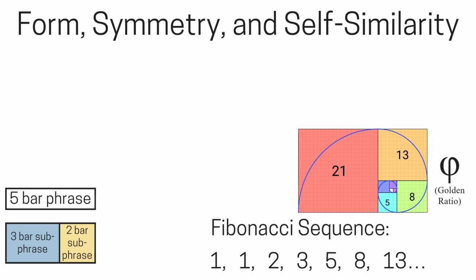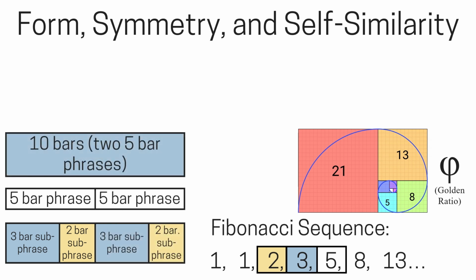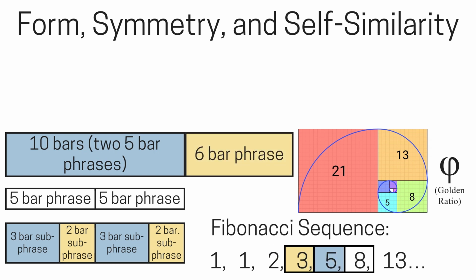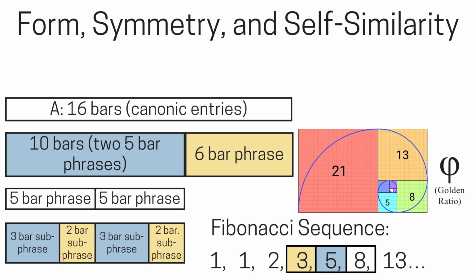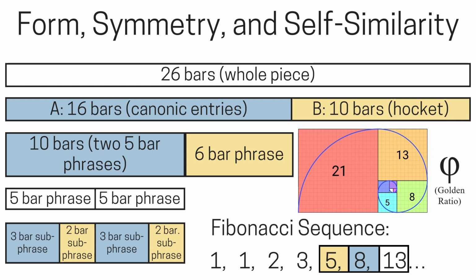Carter's 3-bar and 2-bar subphrases combine to make a 5-bar phrase, forming a 5:3:2 ratio. The 2 5-bar canonic entries, totaling 10 measures, combine with the 6-bar 3rd entry to make a 16-bar A section, forming an 8:5:3 ratio. Finally, the 16-bar A section combines with the 10-bar B section to form a 26-bar piece, forming a 13:8:5 ratio. The piece's recursive structuring around these Fibonacci-numbered ratios gives the piece an inherent self-similar structure, which is also echoed by its canonic design and unique use of hocket.